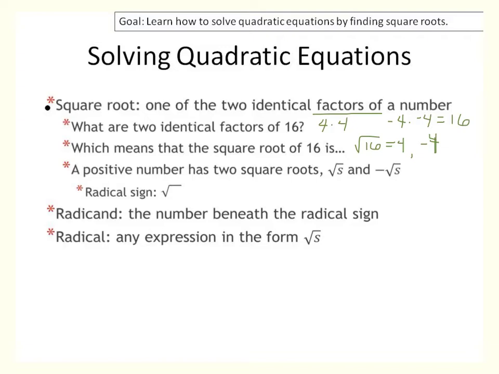The radicand is the number beneath the radical sign, and a radical is any expression with a radical sign. So real quick, if you're going to solve the square root of 25, it is plus or minus 5. Remember that for the most part, solving a quadratic, they have two answers, and this is how you get those two answers.